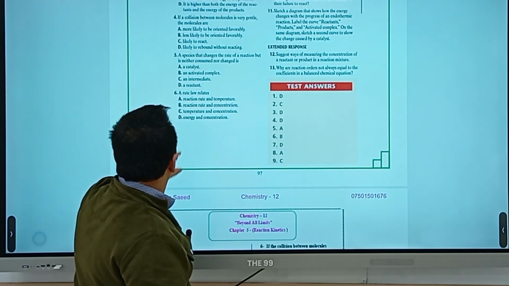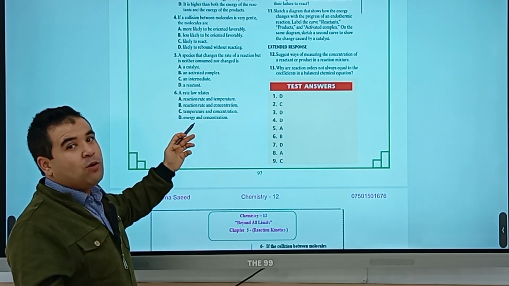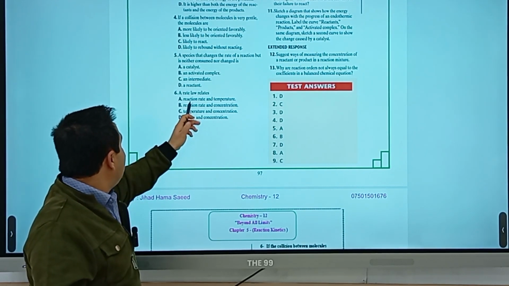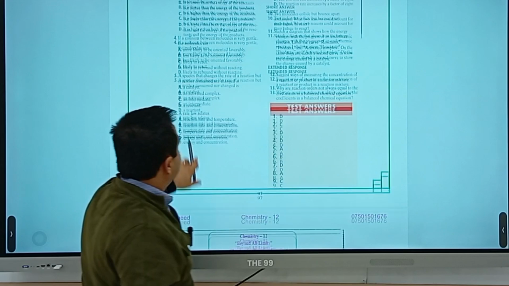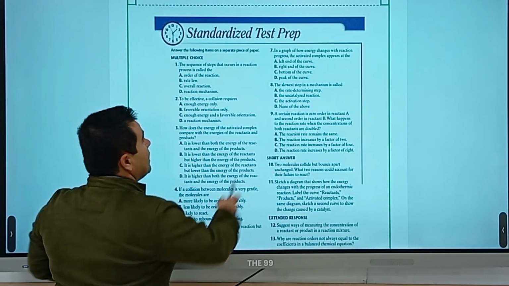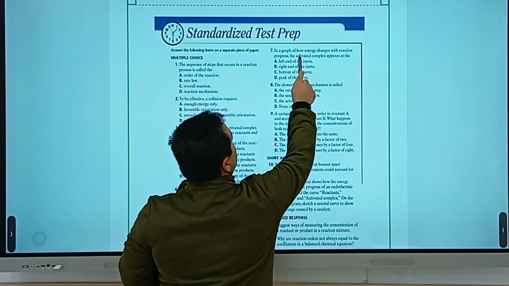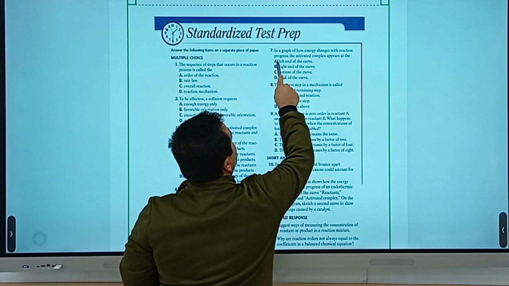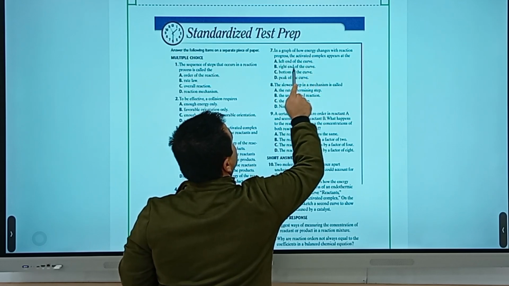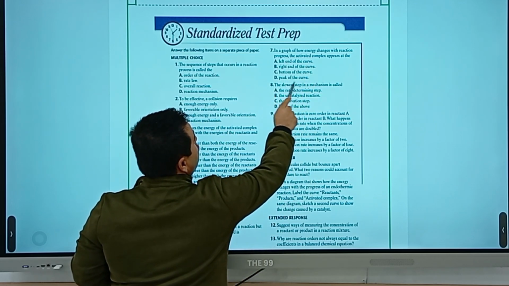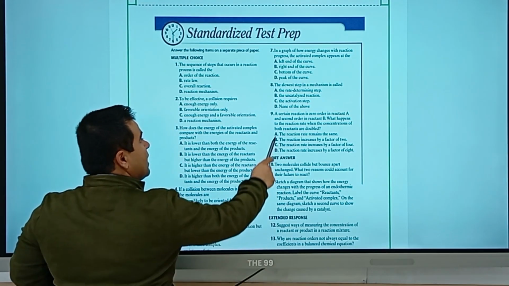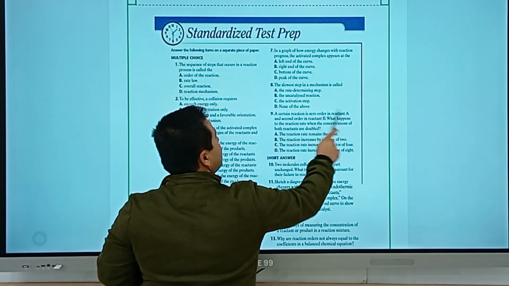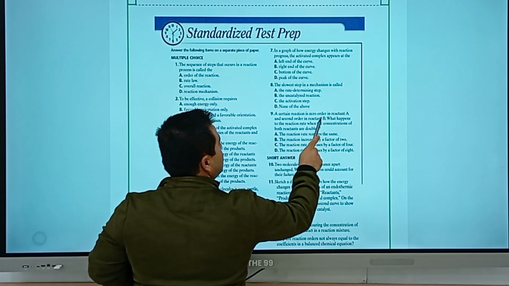Question number 6. A rate law relates what? This was the ministerial exam question. It relates the reaction rate and concentration. B is the correct answer. In a graph of how energy changes with reaction process, the activated complex appears at the peak of the curve, which is the crest.